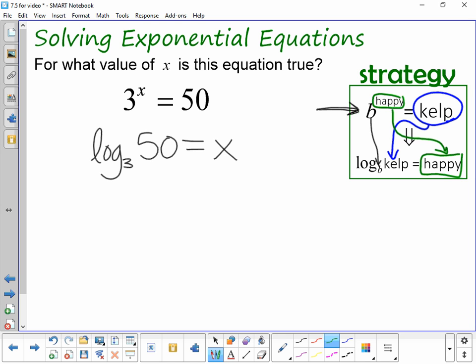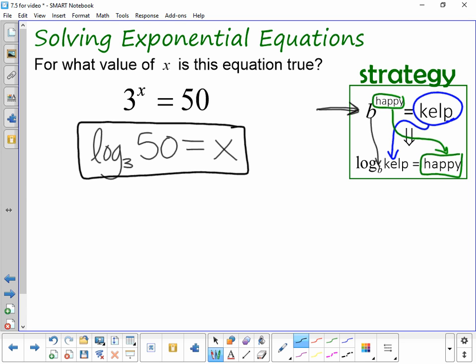So we have log base 3 of 50 is equal to x. And really, that is what x is equal to. X is equal to the log base 3 of 50. Sometimes you'll see the answers left in that form, like on the ACT, they may leave it in that type of form. It's just in a logarithmic form.